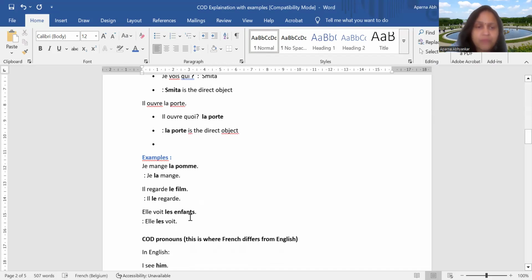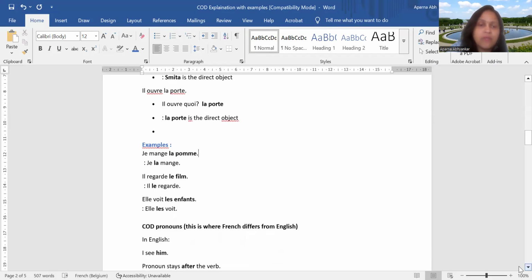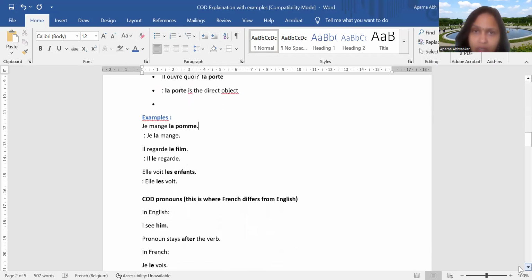Je la mange. One more example here. Il regarde le film. Il regarde quoi? Le film is the answer. So I'm getting the direct object there, which will be replaced by the COD le. Le film, masculine, third person singular. So, il le regarde. Il le regarde is the answer.